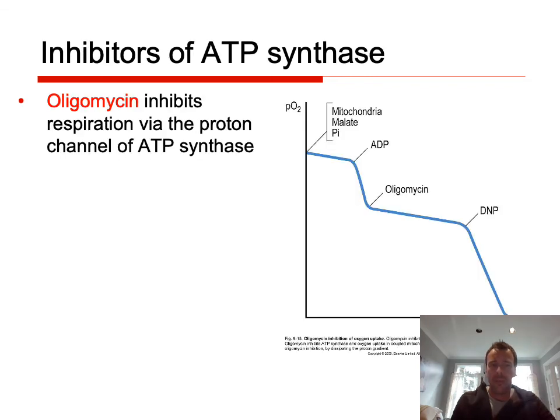One notable inhibitor of ATP synthase is oligomycin. You can see again on this PO2 graph, when you add oligomycin, you get reduced oxidation, so it inhibits the respiration. It actually does it by inhibiting this proton channel of ATP synthase.